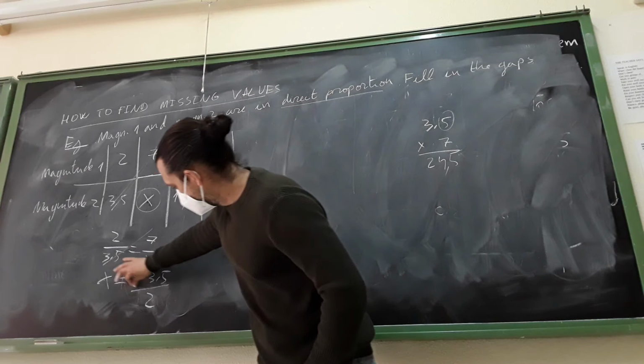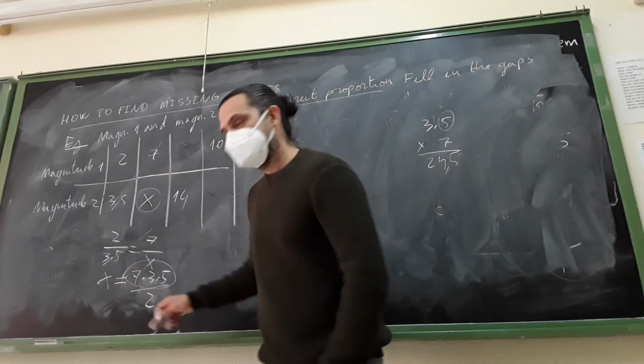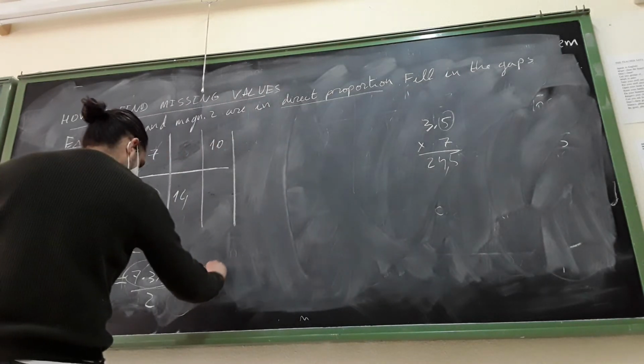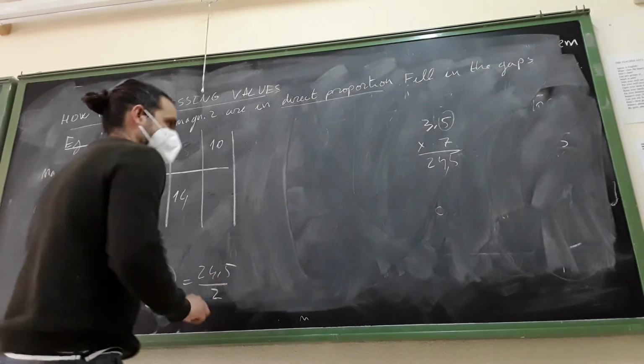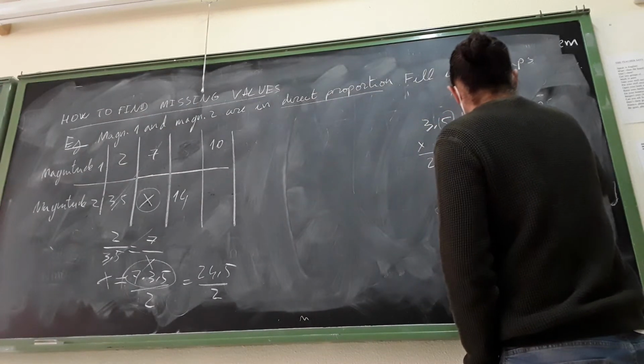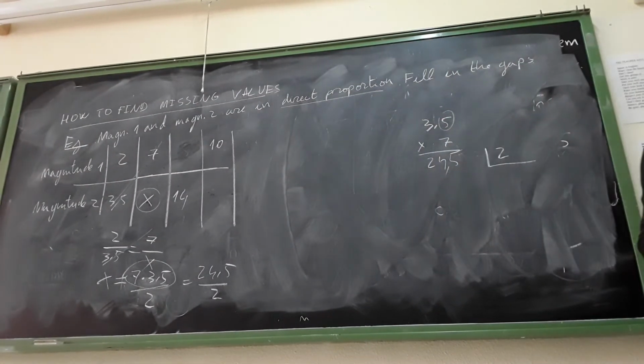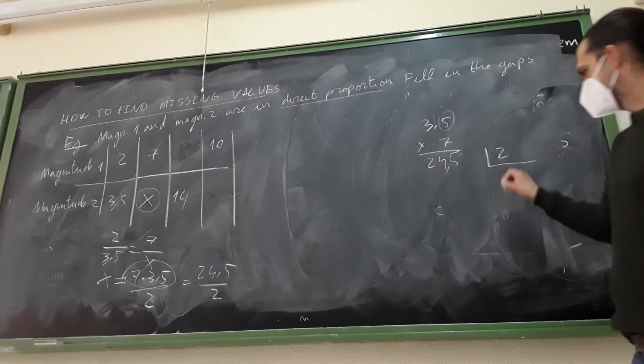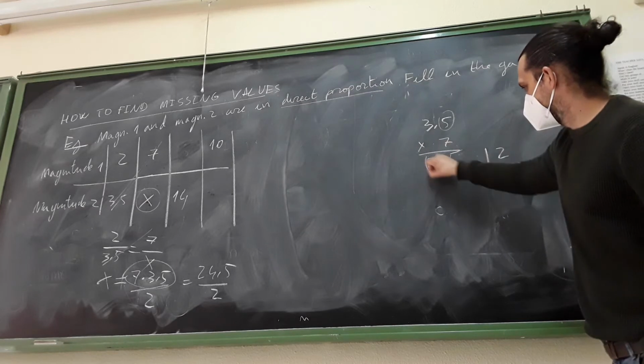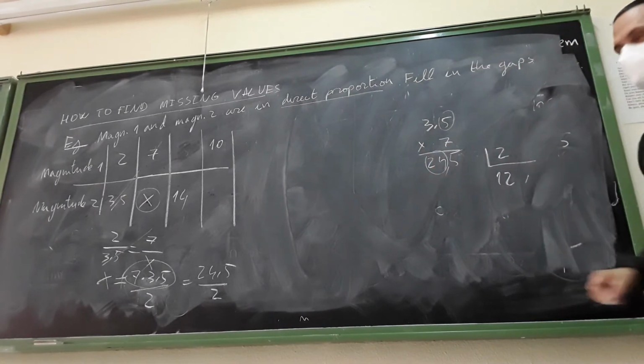Divide. This is 24.5. And now 24.5 divided by 2. We can do it this way. Well, this one is easy. You can tell me the result. Dividing by 2 is very easy. Do it. 12, because 24 divided by 2 equals 12.